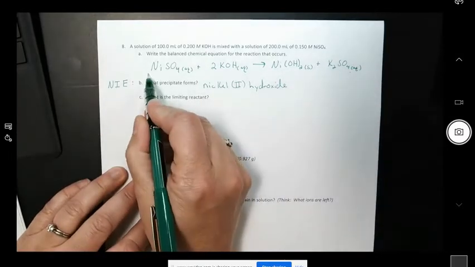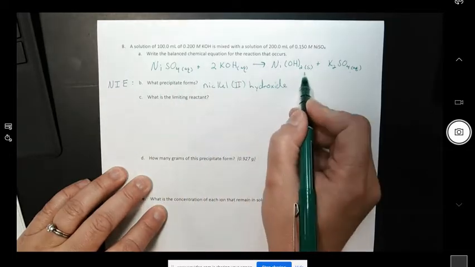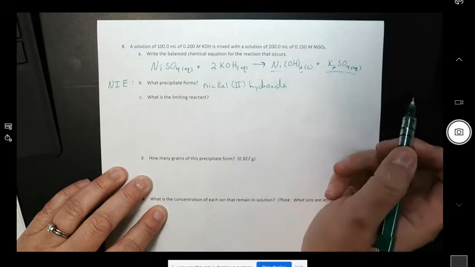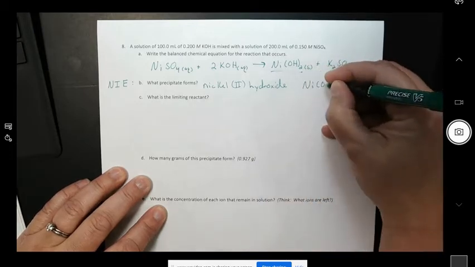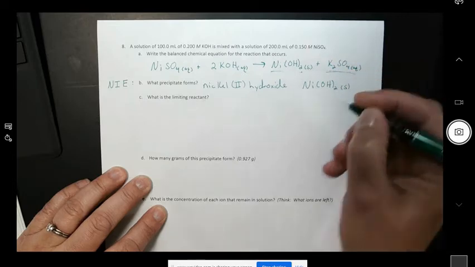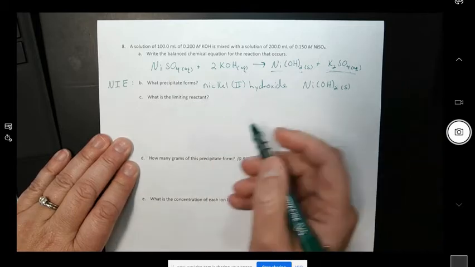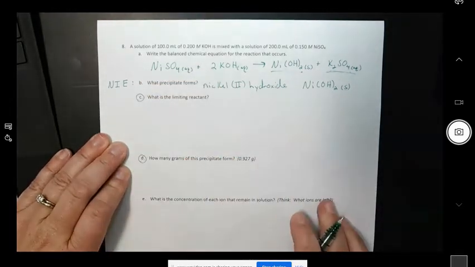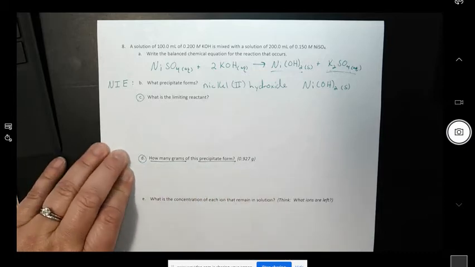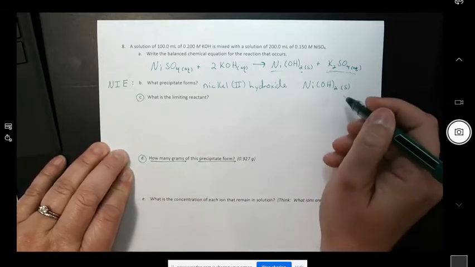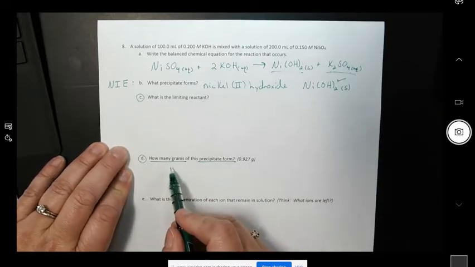We've got an aqueous nickel 2 sulfate, some strong base here. We're getting a soluble salt right here, and we're getting a precipitate. So we just have a precipitation reaction, and our precipitate is Ni(OH)2. That's our solid, nickel 2 hydroxide. Limiting reactant. So here's what I'm going to do. I always look ahead at the next question. This question is asking how many grams of precipitate form. So I'm going to figure out which one of my reactants is going to give me the least number of moles of precipitate, and then I'll calculate grams from there.